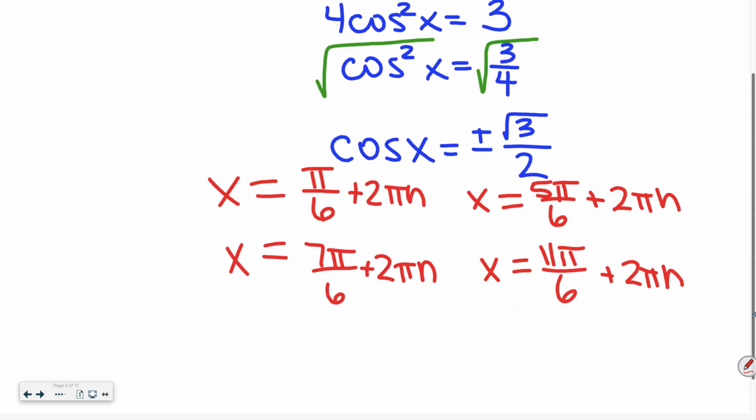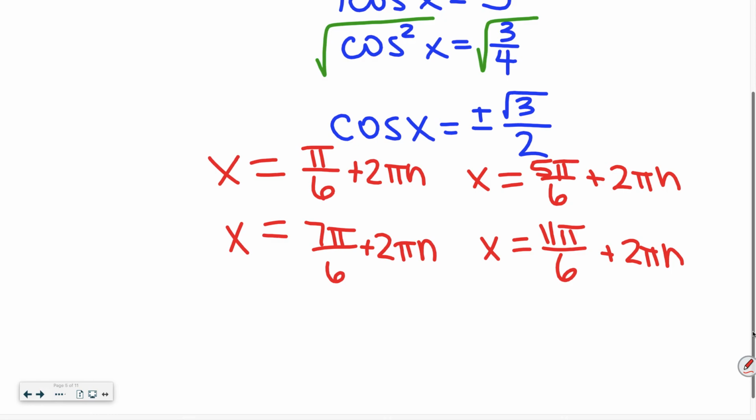Now, I need to make you aware of something that you're going to encounter if you check your answers in the back of the book. In this problem, our answers were all 4 of the pi over 6 angles. How far apart are pi over 6 and 7 pi over 6? They're pi apart, aren't they? So what the back of the book is going to do, they're going to say, hey, I can combine this to just be pi over 6 plus pi n.